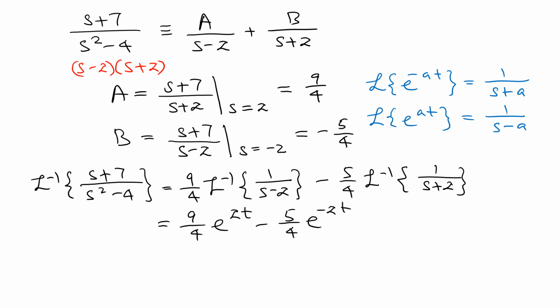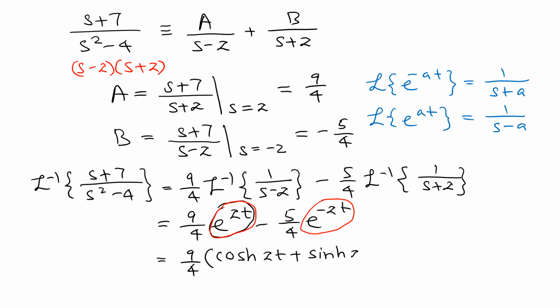Now what we can do is plug in for these two using the hyperbolic functions. If you have the hyperbolic function, you can plug into those two expressions. So what you get is 9/4, and we know that e to the 2t actually equals cos 2t plus sin 2t. And similarly you can plug in for the other one, 5/4, that's going to be cos 2t minus sin 2t.